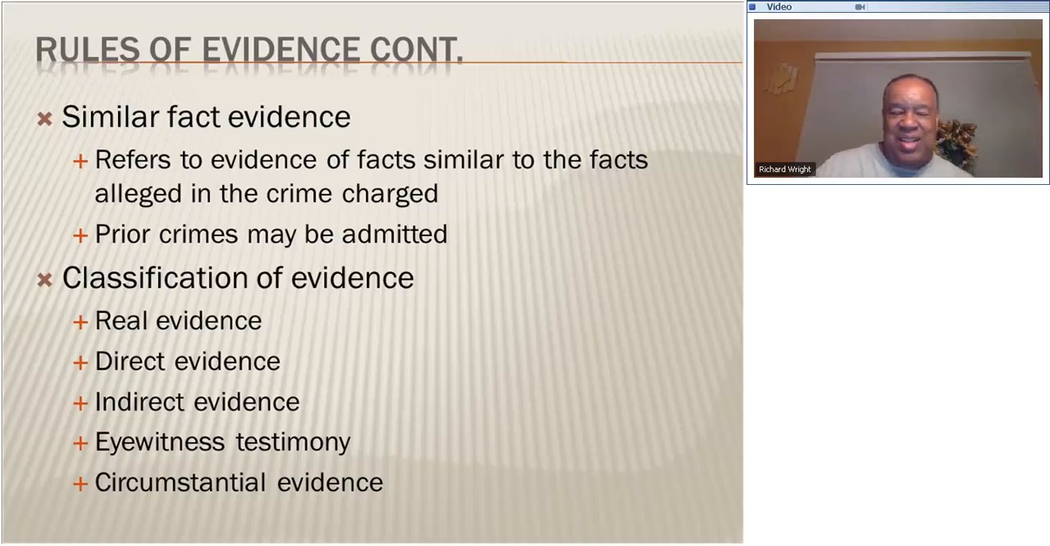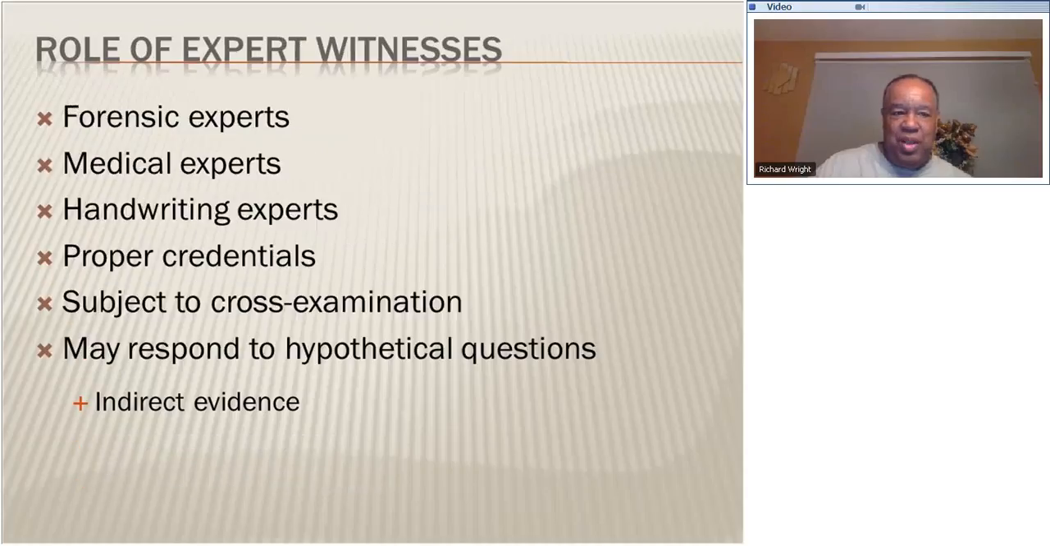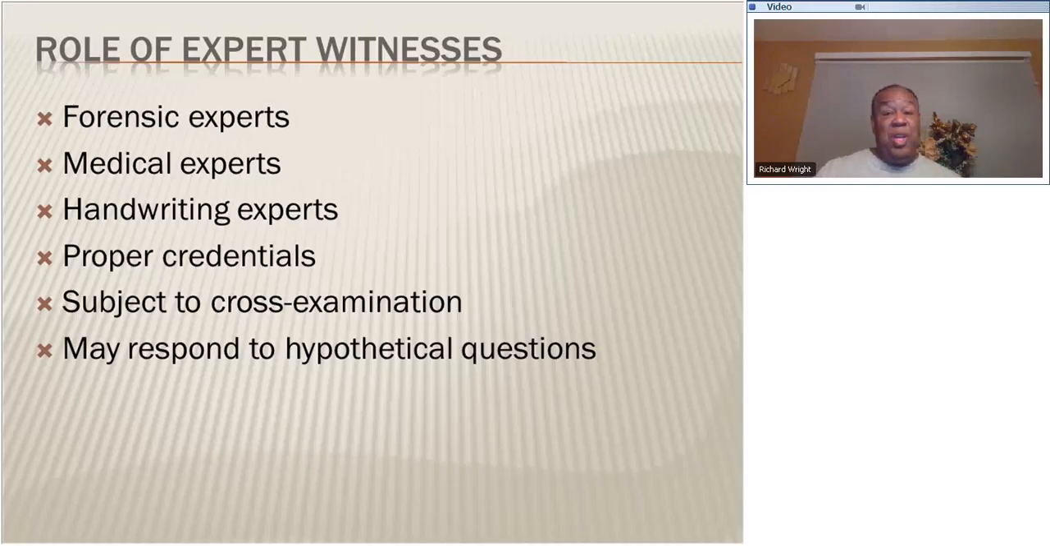Circumstantial evidence is evidence that indirectly points to the person's guilt or innocence. Okay. Expert witnesses: forensic experts, medical experts, handwriting experts. They must be voir dired. Now, listen to me. There's a difference from what I was talking about with voir dire earlier. Voir dire in this case is to question them about their credentials and their ability to consider themselves experts. They're subject to cross-examination, and hypothetical questions may be asked of them. With ordinary witnesses, you can't ask hypothetical questions, but with the expert you can.